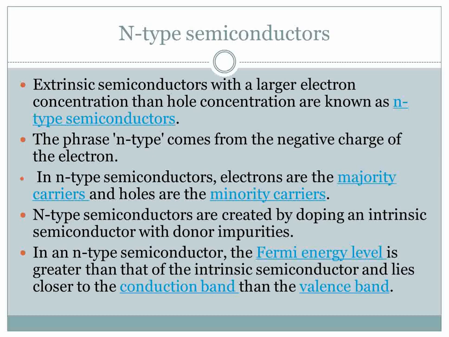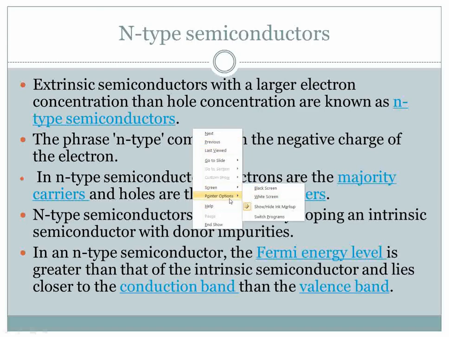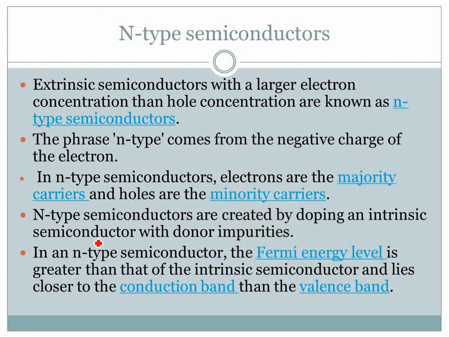This gives a clear idea about what the n-type material is, and what the majority and minority charge carriers are, as discussed a few minutes ago. Majority charge carriers are the electrons and minority charge carriers are the holes. And n-type current is because of the donor impurities. In n-type semiconductor, the Fermi energy level is greater than that of the intrinsic semiconductor, and lies close to the conduction band rather than the valence band.